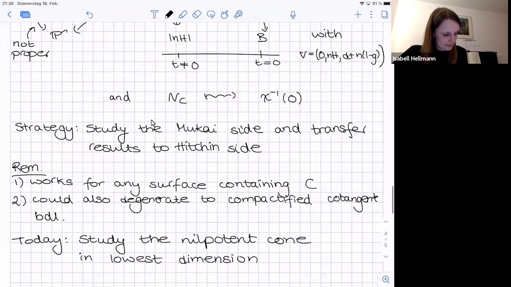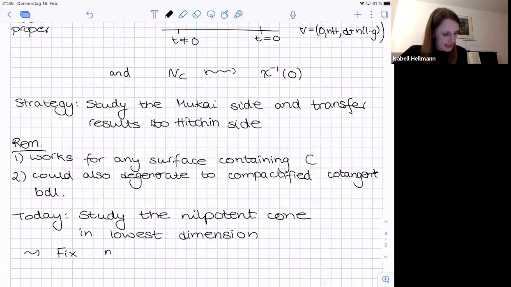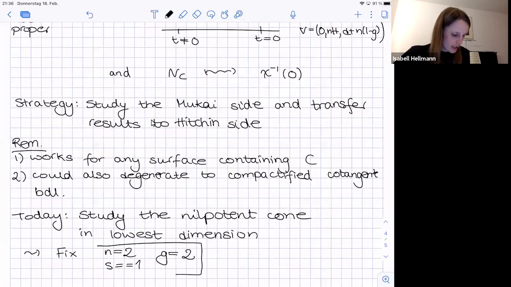I fix n equals 2 and g equals 2. So this is what rank n and genus 2 refers to in my title. And then I also fix degree, or what I called s, equal to 1. But this actually does not matter. So I just need some odd integer here.